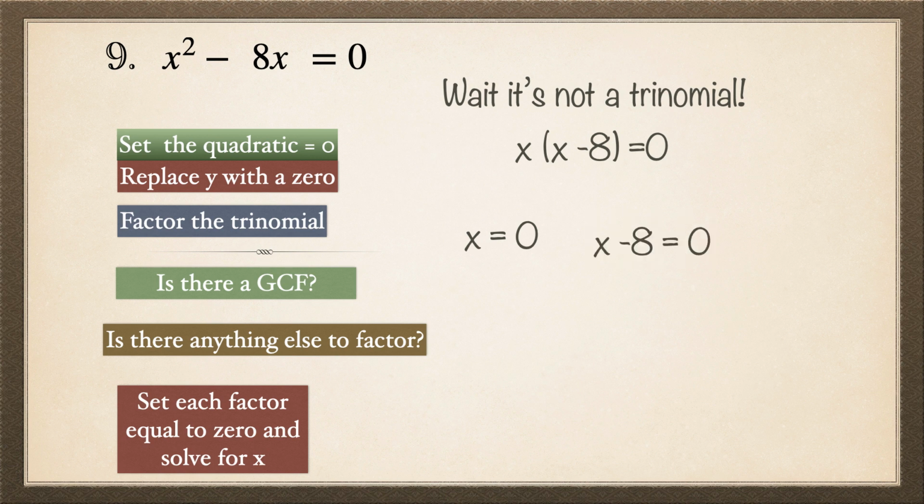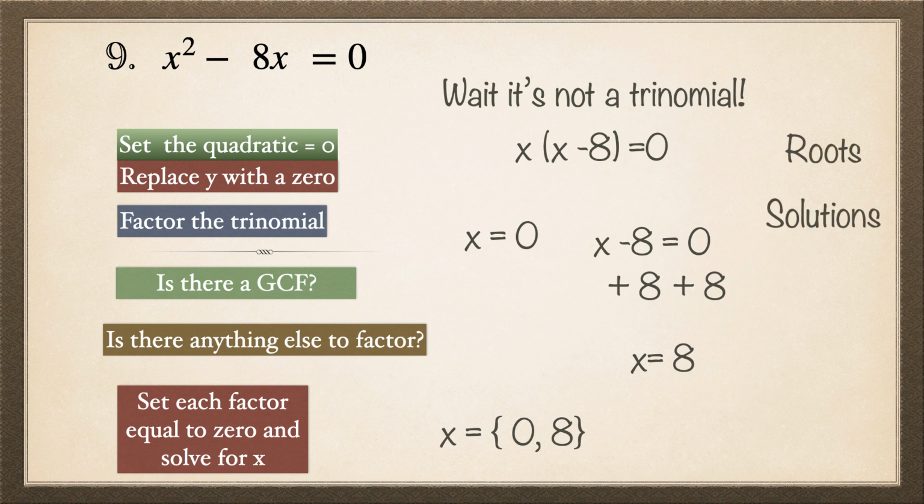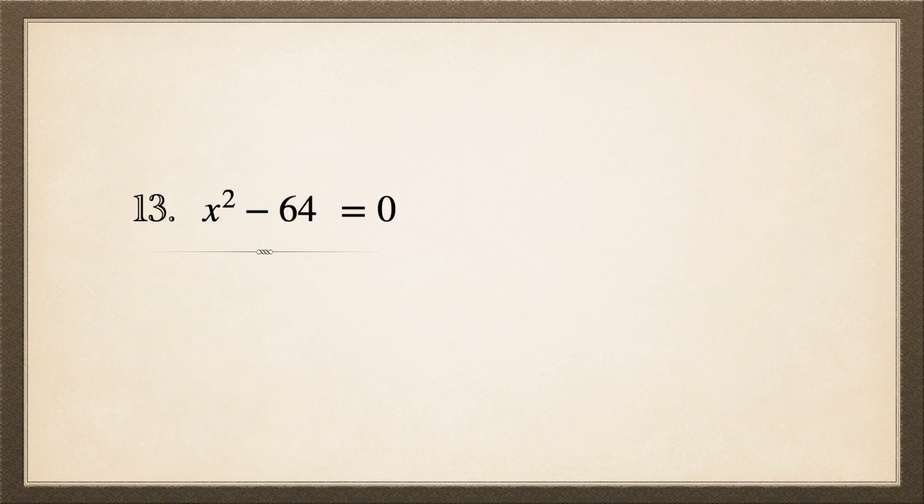Okay, and solve. Well, look at this. X is already equaling 0. Easy peasy. I don't have to do any solving. All right. And x minus 8 equals 0. Well, all I have to do is add 8 to both sides, and I end up getting x equal 8. All right. So now I have x equal 0 and 8. I'm putting it in set brackets because it is not an ordered pair. It is the roots, the solutions, the x-intercepts, or the zeros.